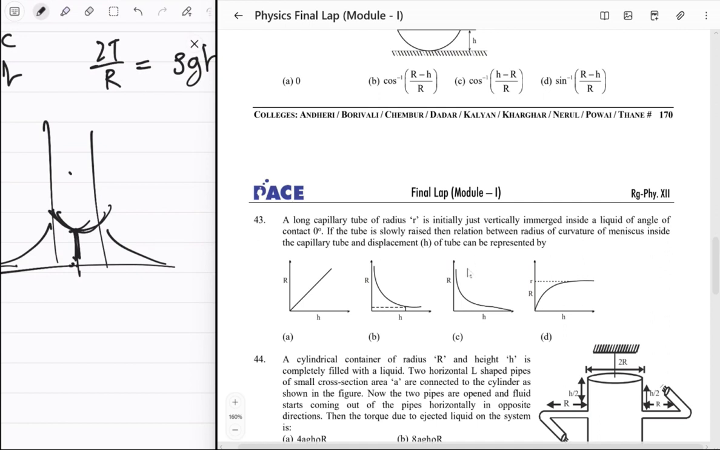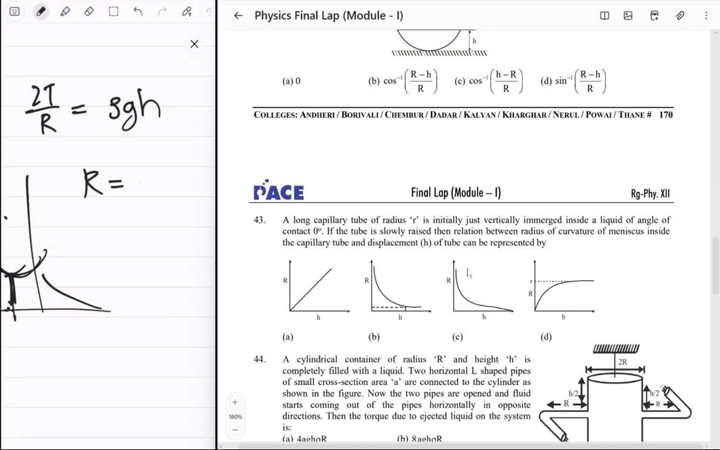So we need the radius of curvature to be equal to 2t upon rho gh, so kind of like a hyperbola. I guess C is the way, right? So for big enough values of h, it actually does behave like that. Yeah, like a hyperbola completely. For small values, it's kind of complete. What is happening here?